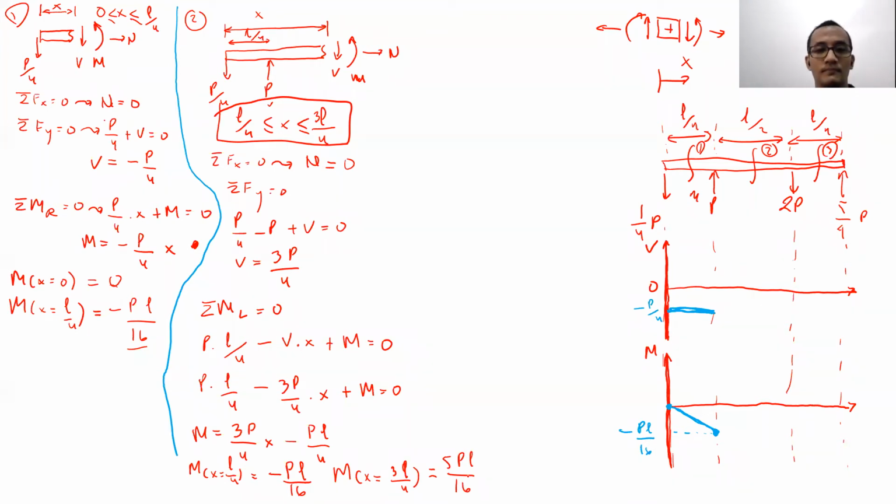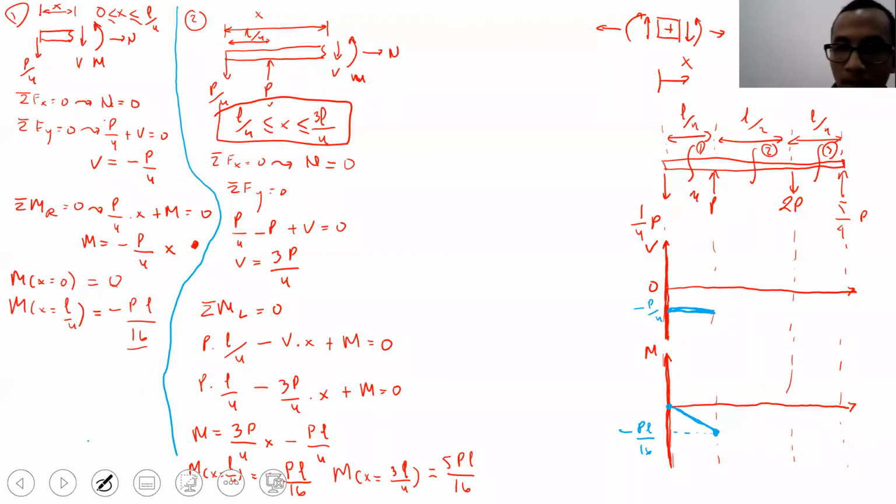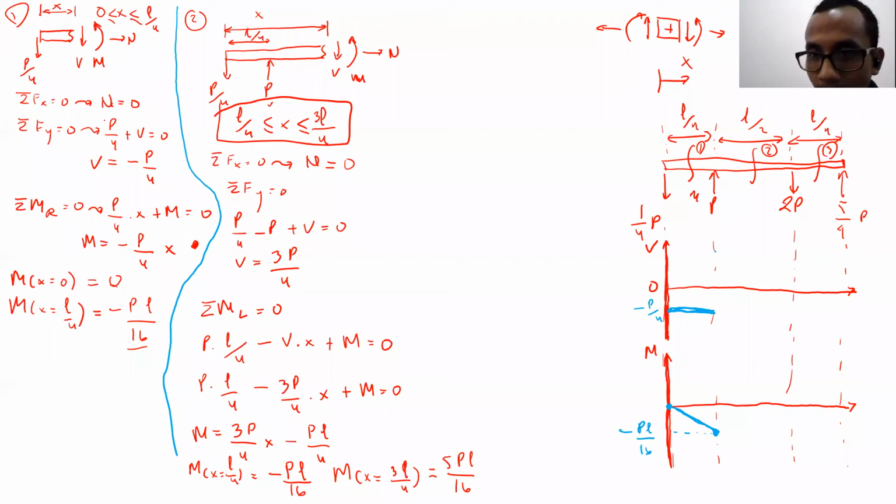Yep, it's plus. Okay. Now let's draw the shear and moment diagram. For the shear force, now it got increased to 3P per 4, right? Yes. Around here. The value is 3P over 4.